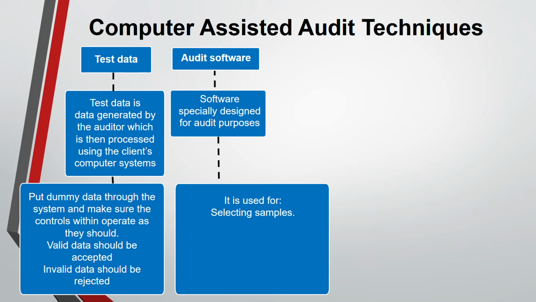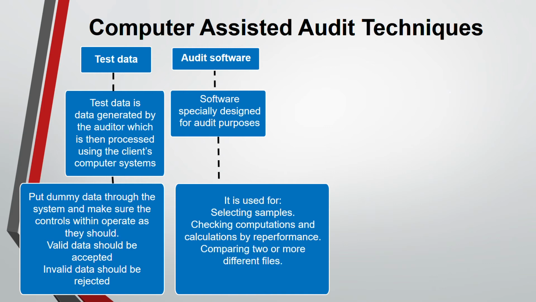This can be used to select sample. Number two, because software is much faster than you selecting samples randomly. Second, checking computations and calculations. Easily you can check the calculation, right? Time is saved, also your energy is saved. Then comparing two or more different files, you can easily compare. Then we have performing detailed analytical review, for example ratios. If you want to calculate any detailed ratio, easily you can calculate, and multiple ratios you can calculate in a short span of time. So these are some advantages of software.